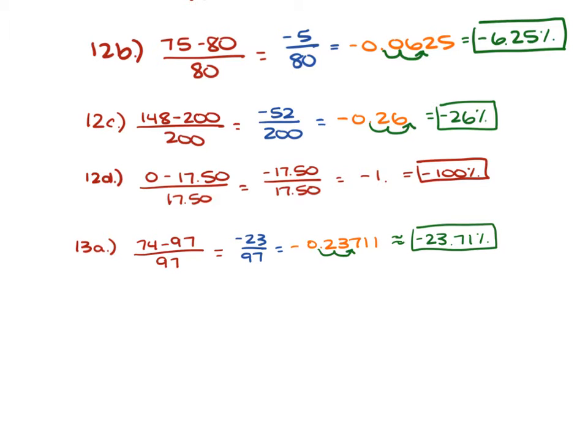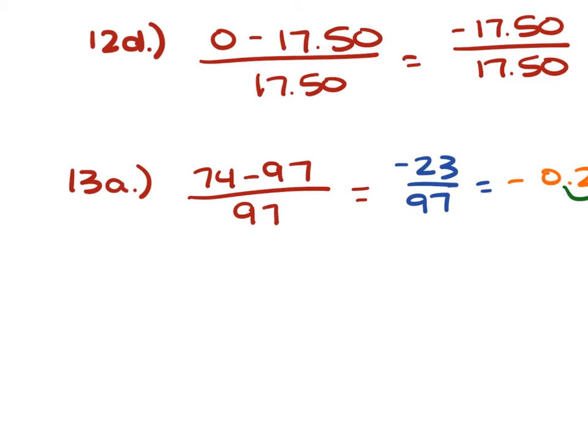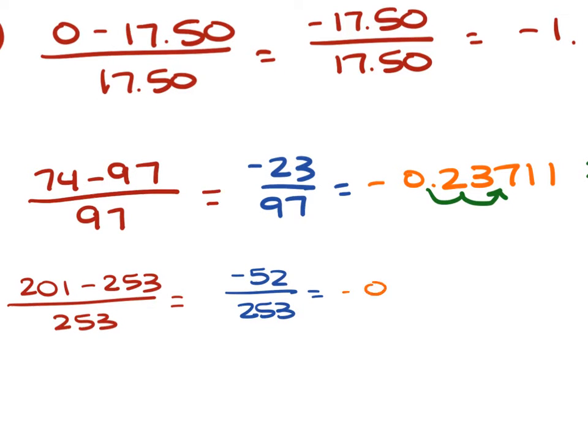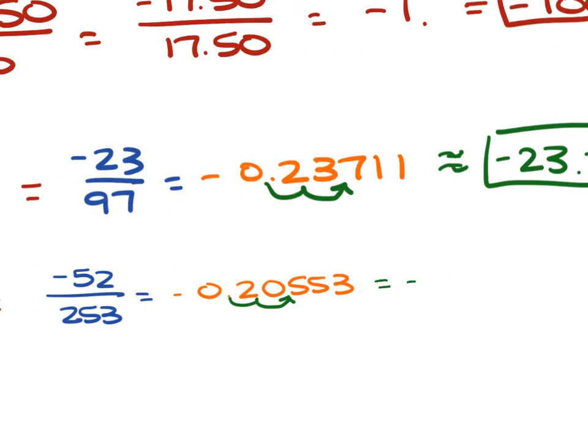For B, they give us 253 to 201. So 13B, our new is the 201 minus our original, which is 253, over the original of 253. So 201 minus 253 is negative 52 over 253. When we divide these, we get a negative 0.20553. We move the decimal point and round to the nearest 100th. So this is a negative 20.55%.